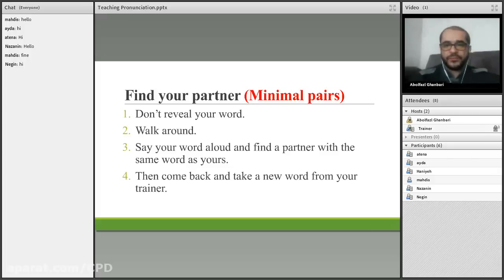In this activity you write minimal pairs on pieces of paper and distribute them among the students. They should say the words aloud and find their partner. Do you know what we mean by minimal pairs? What does minimal pairs mean? Do you know?